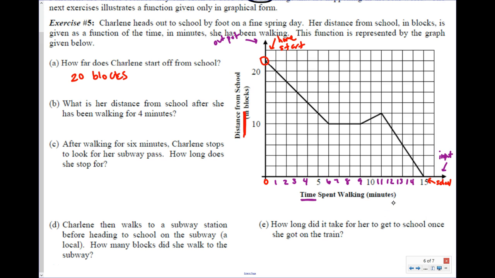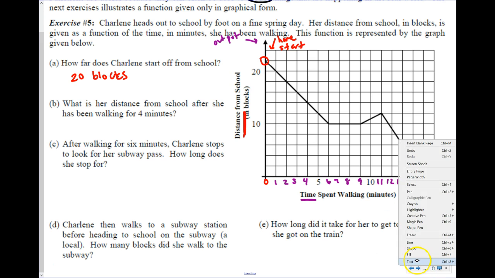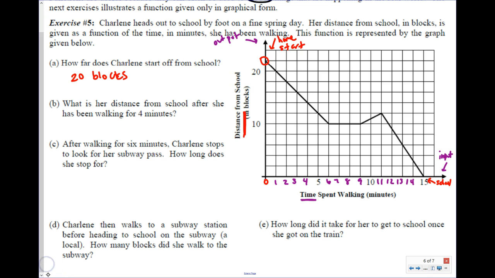B, what is her distance from school after she has been walking for 4 minutes? So now you're looking at time, and you're going to where it says 4. So here's where it says 4, right here, and you're going to look at her distance. I'm going to go up, all the way until here. And how far away is she? Because you're asking for distance. This is going up by 2's, so I'm going to label that. So she's 14 blocks away after 4 minutes.